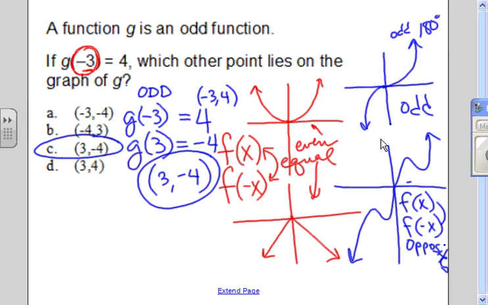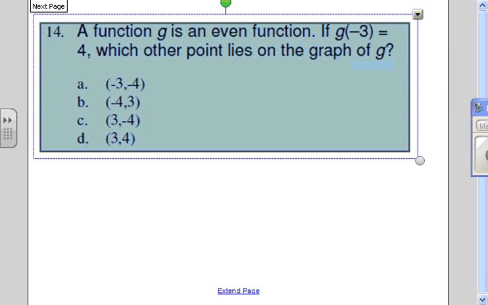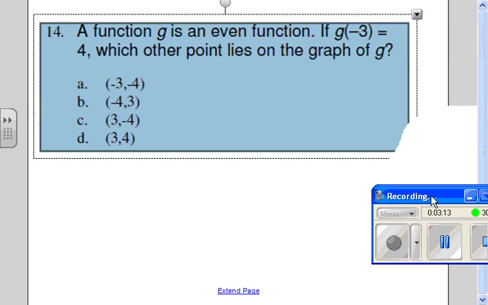Let me give you your redemption problem. This is what you're going to try. This time it's asking for even versus odd, and so hopefully you wrote down the notes. If not, review and look at it again. How does even compare to odd? And give this one a try. Let your teacher check it for you, and I hope you get it right. Good luck.